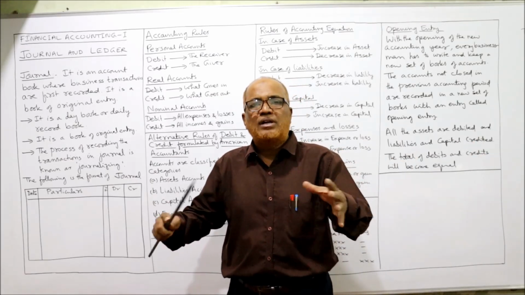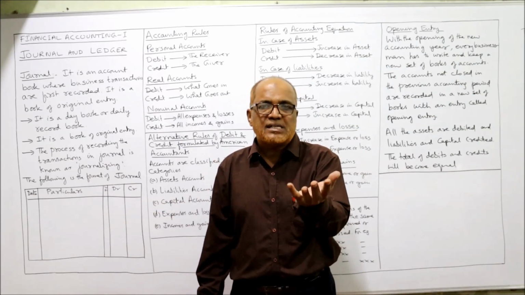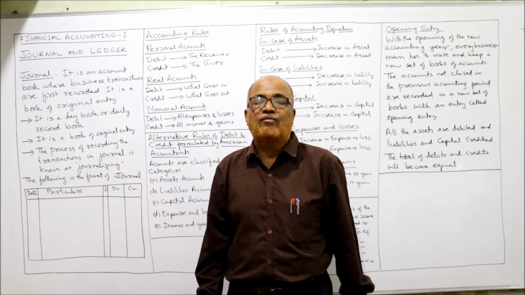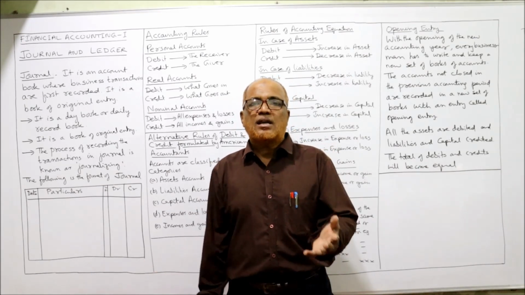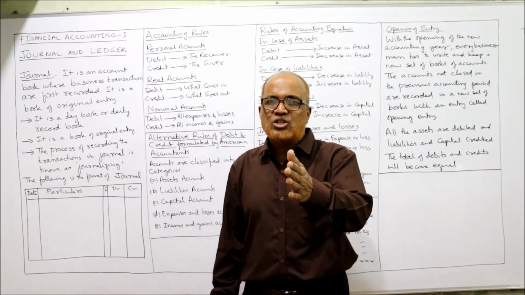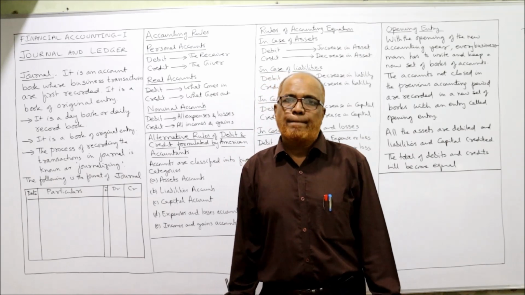So the business will be dealing with so many persons. So the business has to open the accounts of those persons. It is called personal account. Now persons are classified into three: natural person, artificial person or representative person.